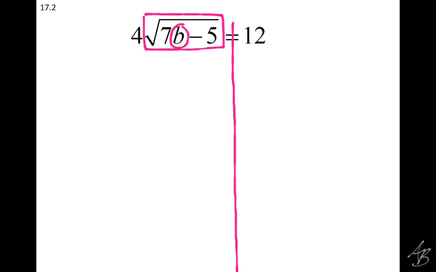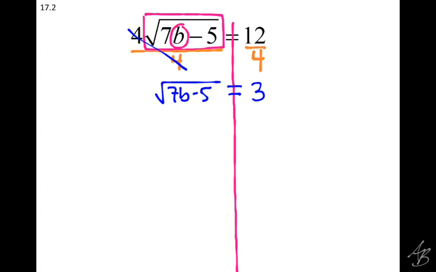So what do I need to do to get the square root by itself? Emily? Good. We're going to divide by 4 on both sides, and that's going to cancel the 4 on the left, leaving the square root and everything that's in it, 7b minus 5. And on the right side, 12 divided by 4 is? 3. Okay. Then, well, that was the only thing outside the box, right? So that's all we had to get rid of to get the square root by itself.